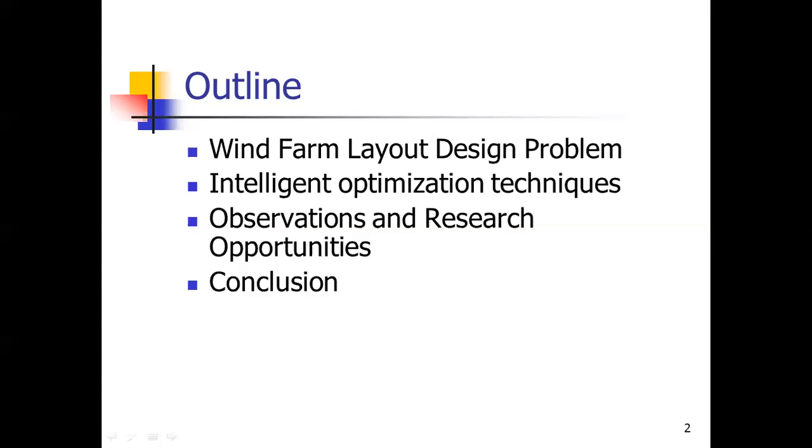I'm going to talk about the wind farm layout design problem in the first place. And then we'll see what these nature-inspired algorithms or techniques are, which fall into the domain of intelligent optimization algorithms. Then we'll have some observations, and then we'll talk about some research opportunities, which I'm sure would be of great benefit to many of you, as I said, if you're interested in carrying out research in the domain of wind energy and in computational sciences as well. And then we'll have a conclusion followed by a Q&A session.